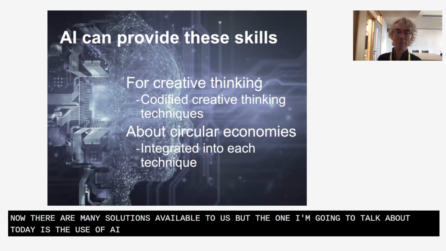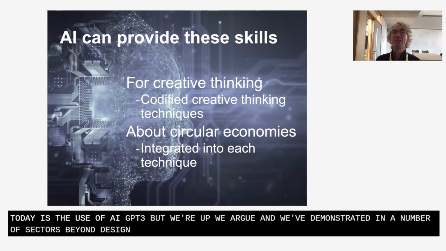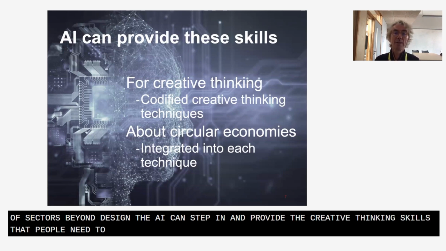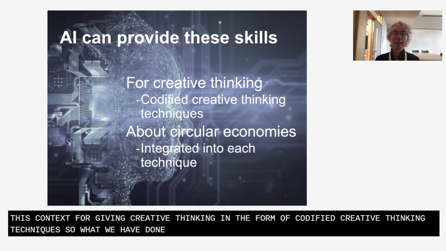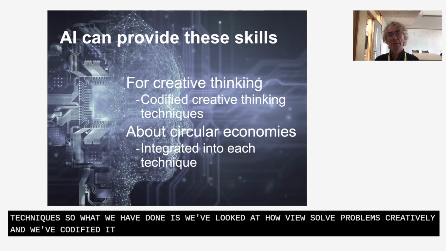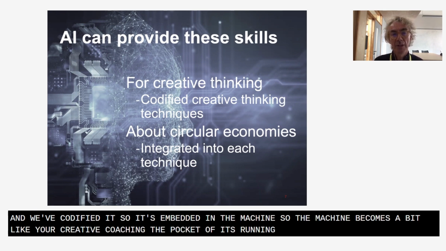This is not a talk about GPT-3, but we argue, and we've demonstrated in a number of sectors beyond design, that AI can step in and provide the creative thinking skills that people need to be effective quickly and in very useful ways. It can be useful in this context for giving creative thinking in the form of codified creative thinking techniques. So what we have done is we've looked at how you solve problems creatively, and we've codified it so it's embedded in the machine.